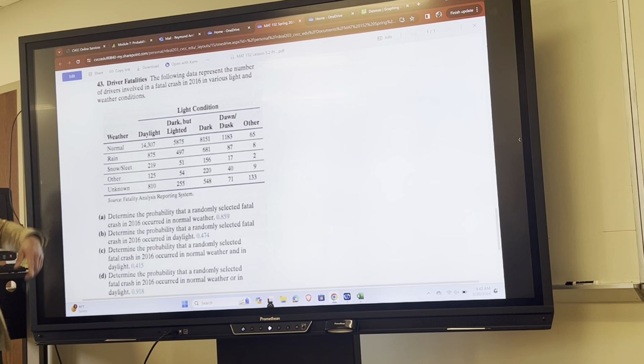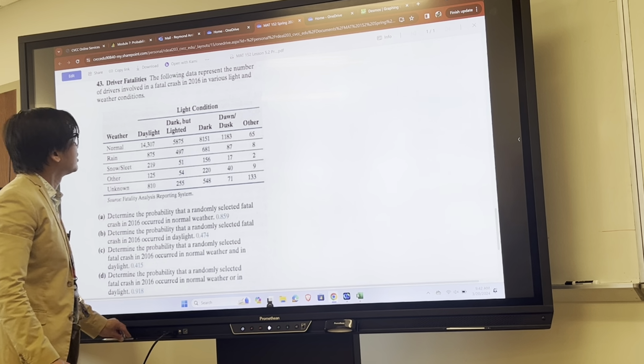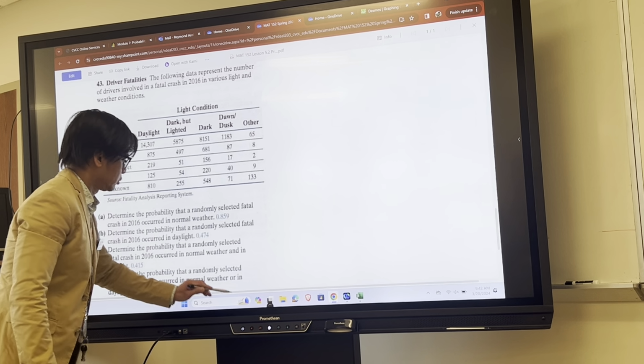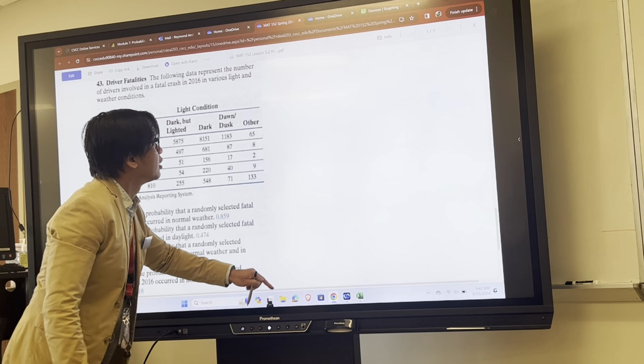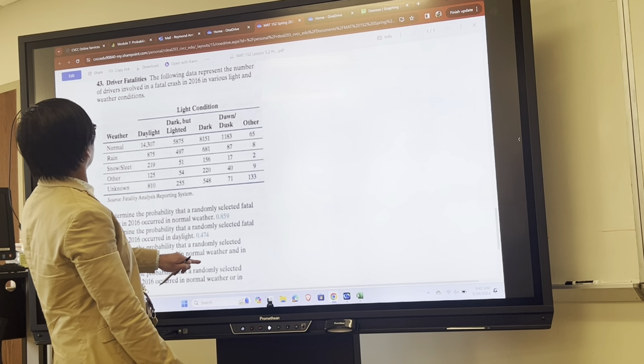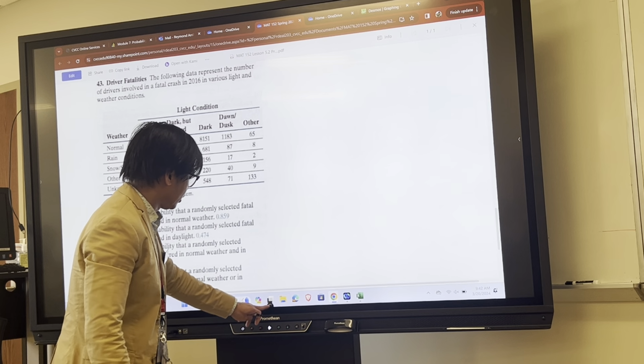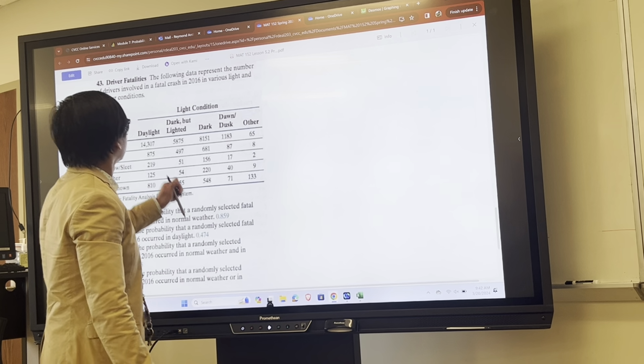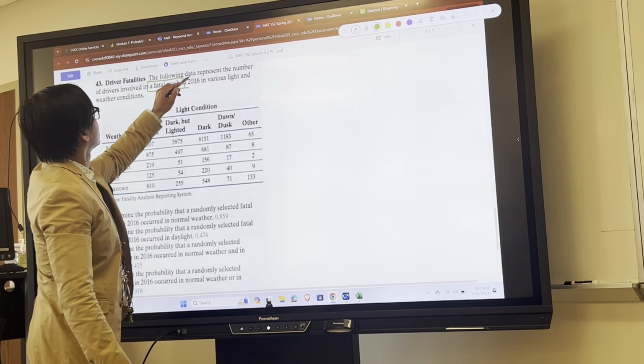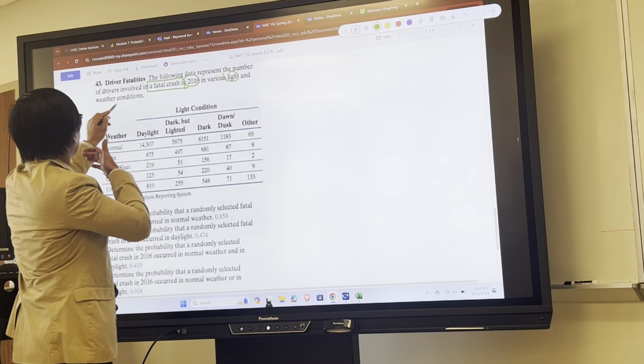Obi, go ahead, please. The following data represent the number of drivers involved in a fatal crash in 2016 in various light and weather conditions. Should I keep going? Yes, please. Letter A. Thank you. A. Determine the probability that a randomly selected fatal crash in 2016 occurred in normal weather.